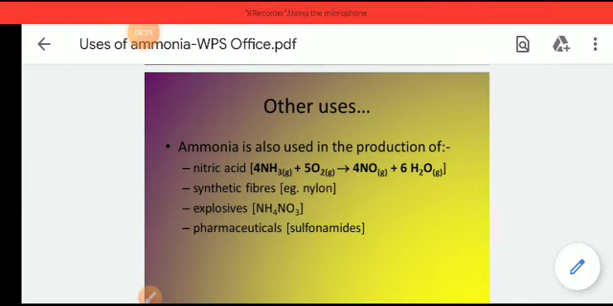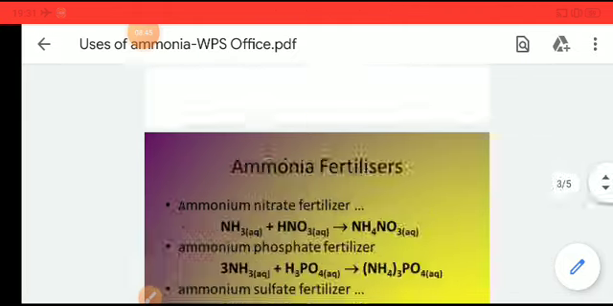Apart from that, ammonia is used to form nitric acid by the catalytic oxidation of ammonia, as well as to prepare nylon 6,6. We use ammonia for pharmaceuticals as well. So these are the uses of ammonia.